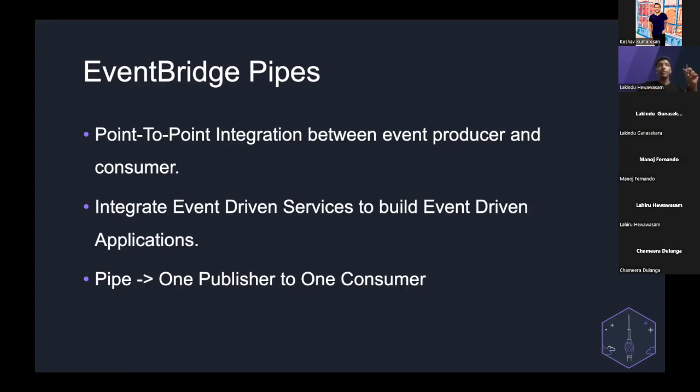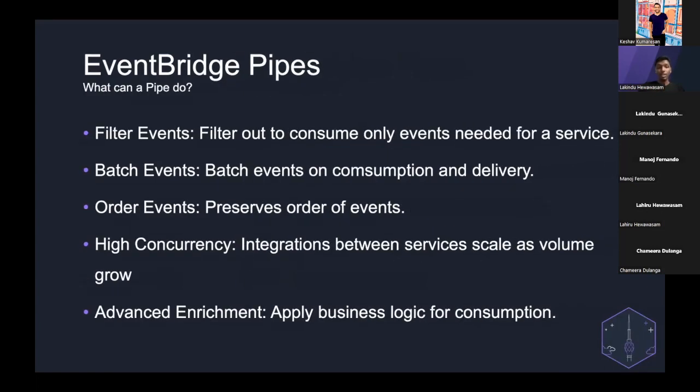Some of the key things, apart from what I just mentioned about integration: pipes can handle a lot of filtering. If you have a source, say a queue which receives tons of data, and you want to send only a specific criteria to your consumer, you can filter out events and batch them. The filtering also preserves the order, so if you send one, you know it's the order it goes in. You also get high concurrency, where pipes automatically scale the integration.